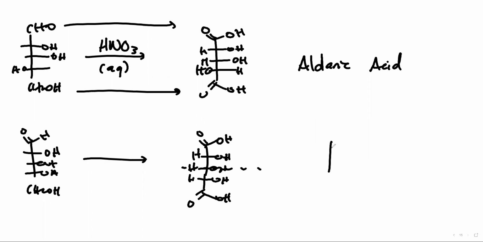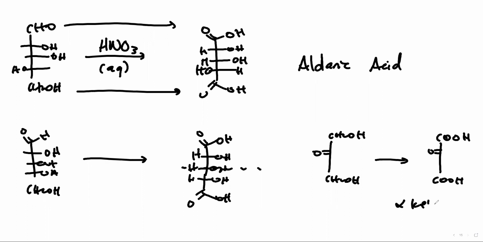So that's why this is not a good test to differentiate aldehydes or aldoses and ketoses. Again, you can oxidize primary alcohols on this. So you would just get this here. Again, the aldaric acid. It's just an alpha keto aldaric acid.